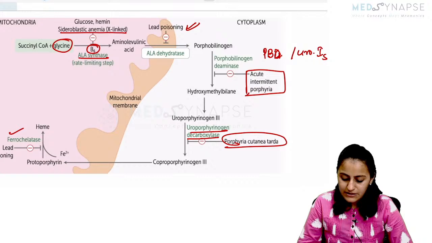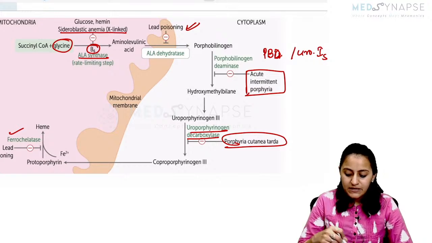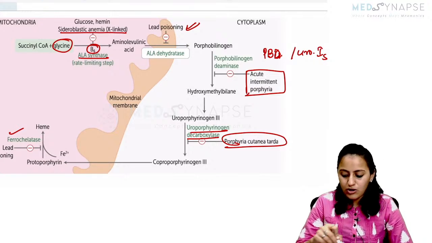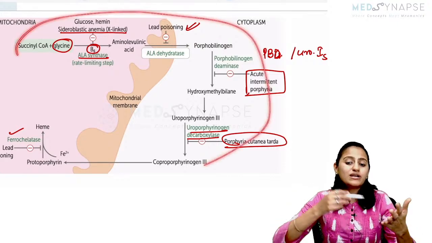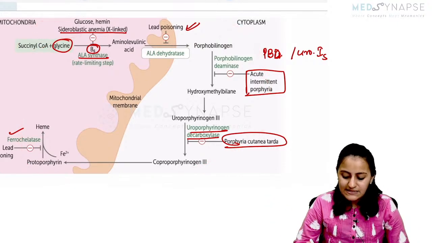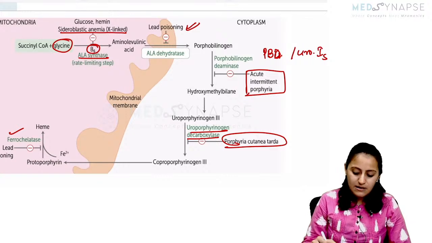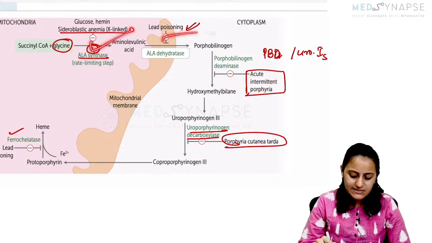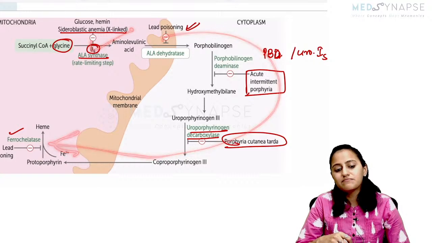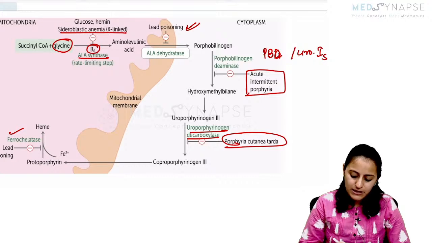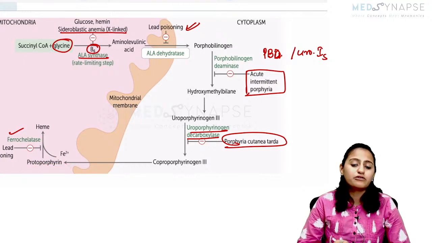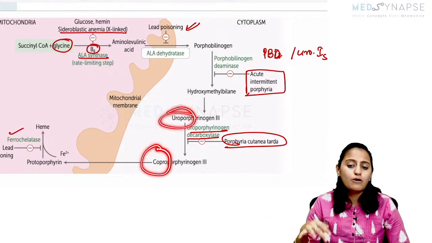Right, is this clear with everyone? So you can see that here it is starting in the mitochondria and then it is going to the cytoplasm. So heme synthesis is something where both the mitochondria and cytoplasm are required. It starts in the mitochondria, goes into the cytoplasm, comes back to the mitochondria. Ferrochelatase and ALA synthase are here in the mitochondria. Protoporphyrin is the last one. First is the uroporphyrinogen, then coproporphyrinogen, and then protoporphyrin: UCP, uro, copro and proto.